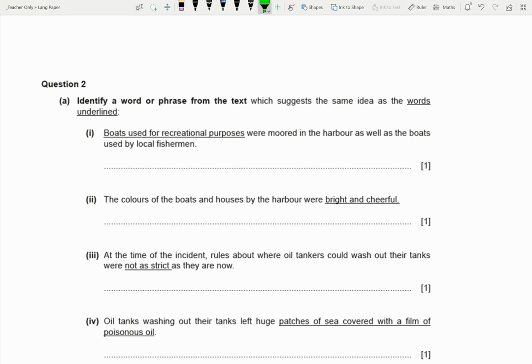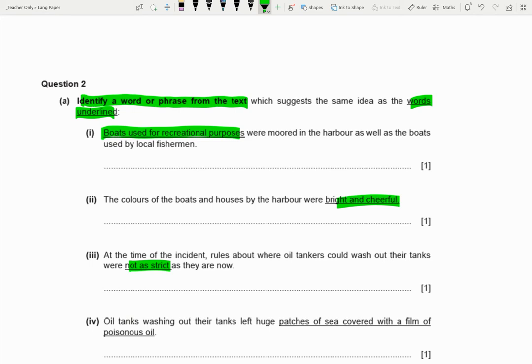I think the biggest advice I can give you in relation to this question is to be precise in terms of your response. What I mean by that is read the question really carefully and do exactly what it says. First of all, it tells you to identify a word or phrase from the text. That means it needs to be a quotation. It can't be your own words, which suggests the same idea as the words underlined. So that's all you should be focusing on: the words that are underlined, nothing else in the sentence, and you shouldn't be including any sort of surplus information.